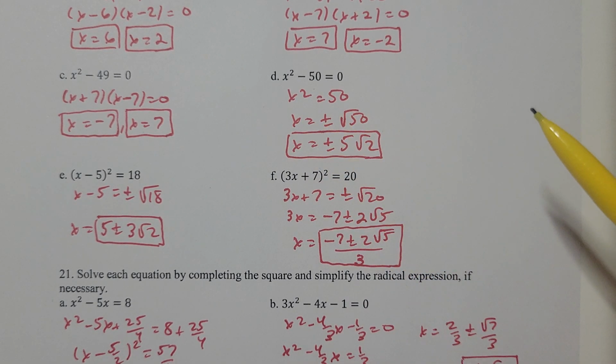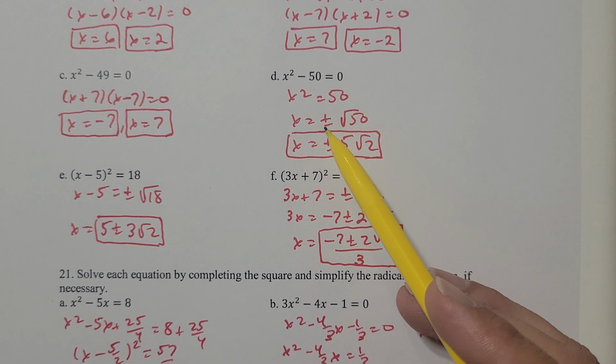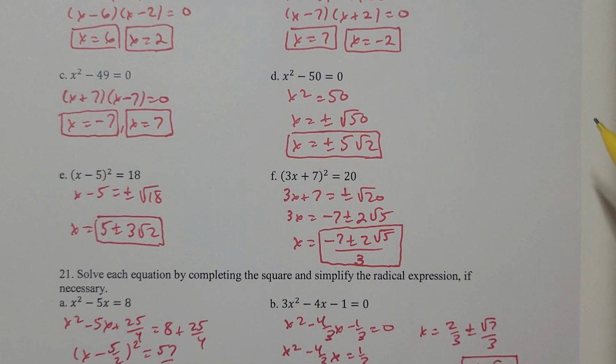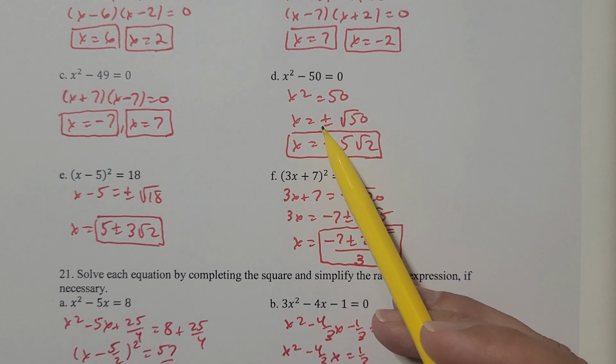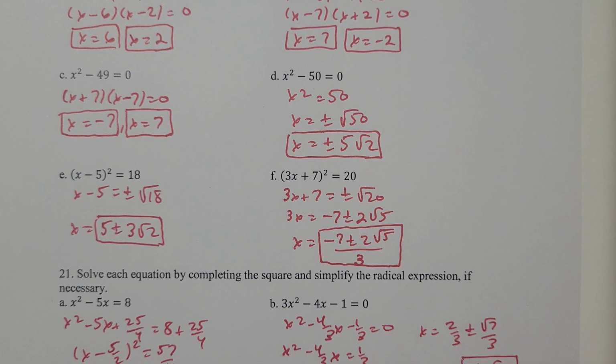Then take the square root of both sides. Now, whenever you take the square root of both sides in an equation, you always have to tack on a plus minus onto the right. Don't forget about that necessary thing. Okay, so x is equal to plus or minus root 50.